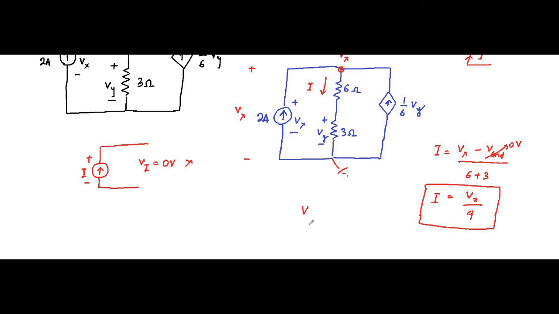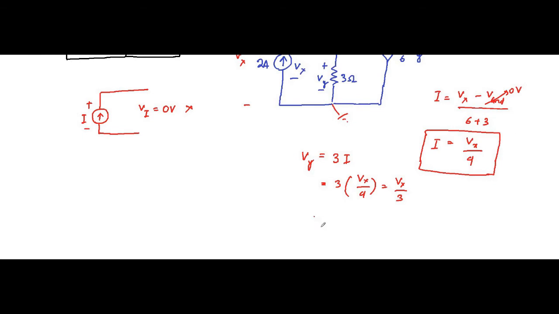Vy is the voltage drop across this 3 ohm resistor, which is equal to 3 into I. Current I is flowing through this 6 ohm and 3 ohm branch. Voltage drop across this 3 ohm is equal to 3 multiplied with the current. That is equal to 3 into I, which is 3 into Vx by 9, equal to Vx by 3. That is another important relationship. Vy is equal to Vx by 3. This is another very important relationship which will be used in this circuit. So this is the second equation.